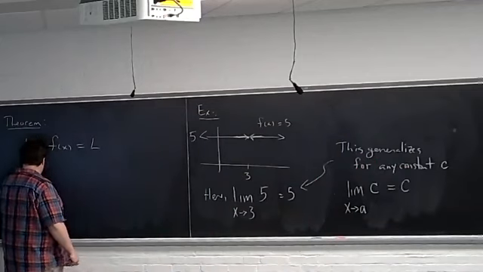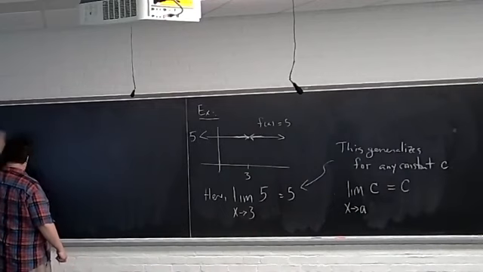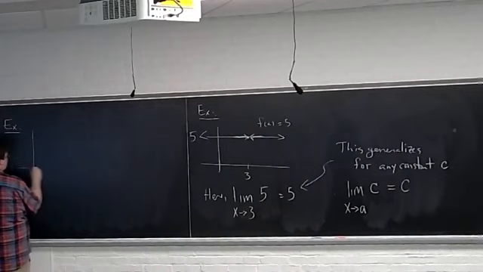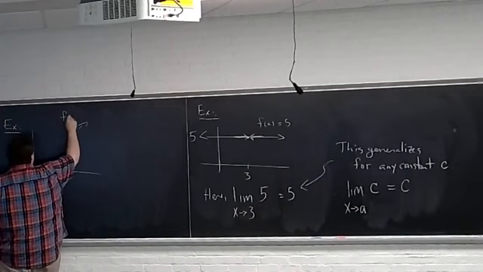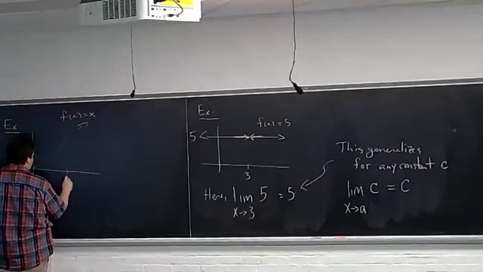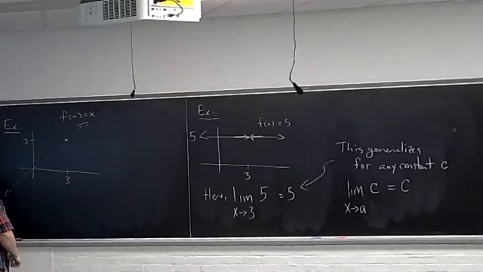Let's look at one more. Let's look at the line y equals x. Example. Let's take the line y equals x, so slope 1 going through the origin. Let's pick the point 3. y equals x goes through 3, 3 in this case. Let's make this line shorter. So again, we're going to ask, what is the limit as x approaches 3?